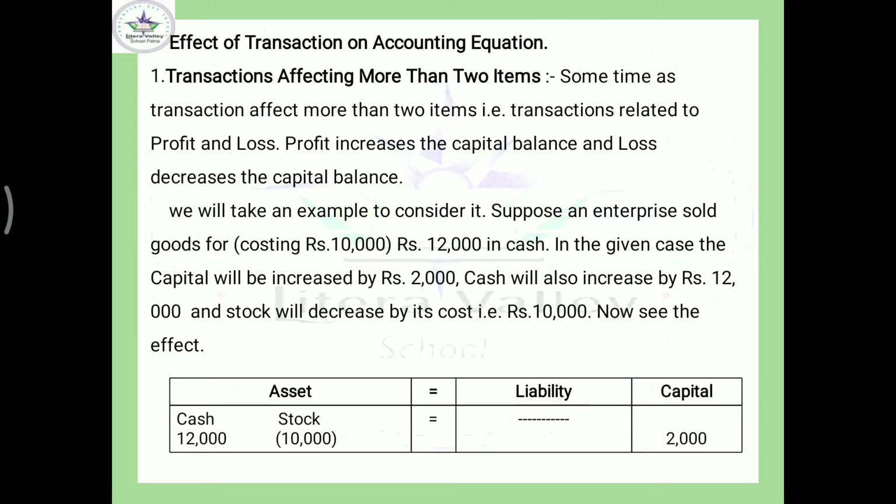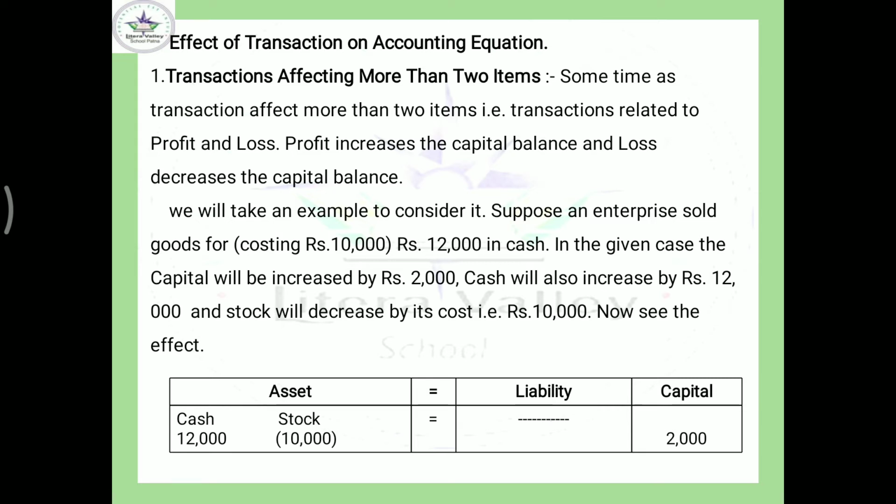So in the given situation, suppose during a transaction, goods costing 10,000 were sold for 12,000. If you try to identify the heads, you can recognize three different heads here.